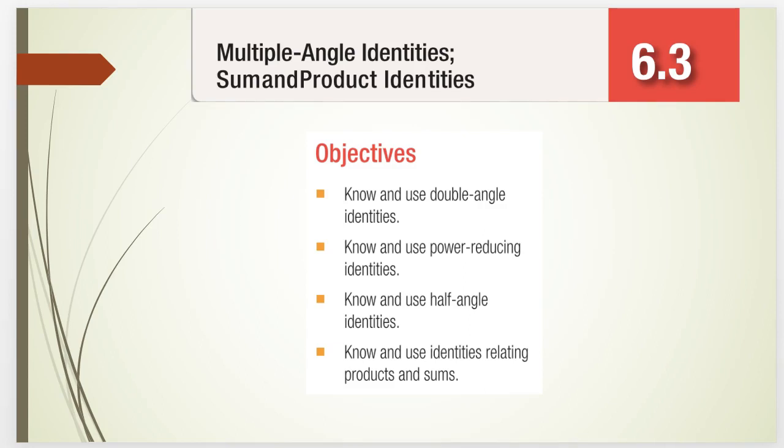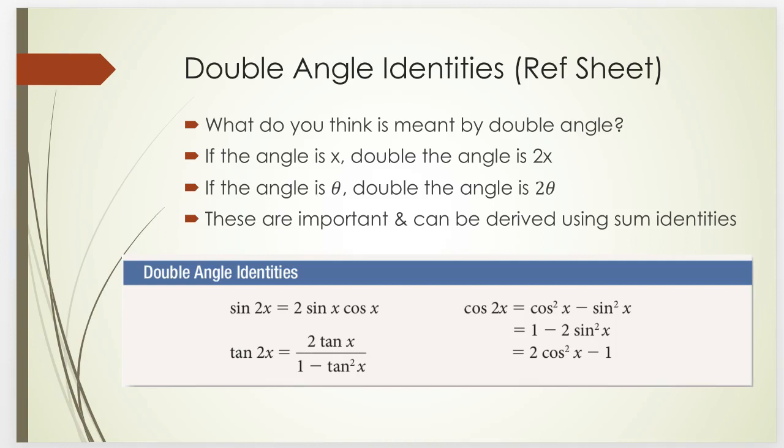So the first thing you need to know is the double angle identities. These are on your reference sheet in the top left-ish area. It says double angle identities. You might want to find that first, put a star on it or put a box around it or something, because you're definitely going to use this one a lot.